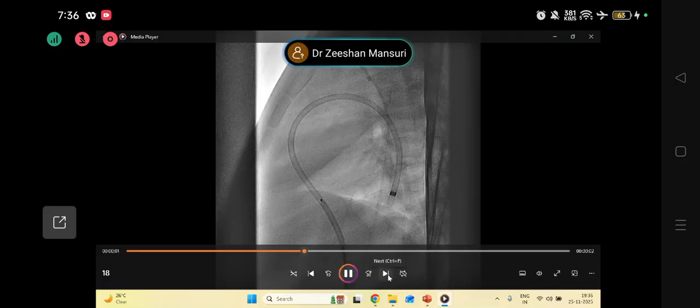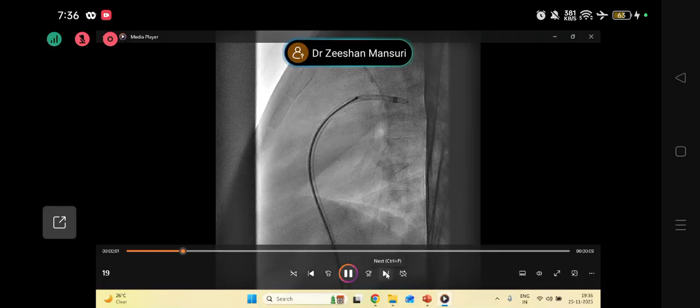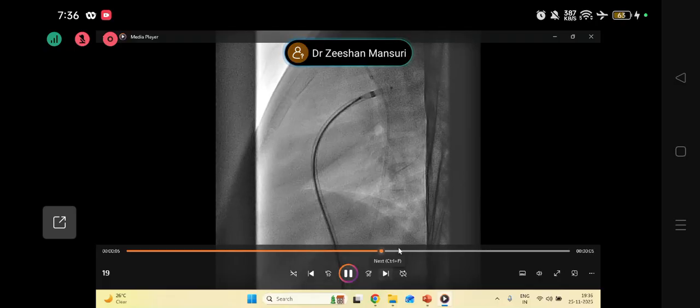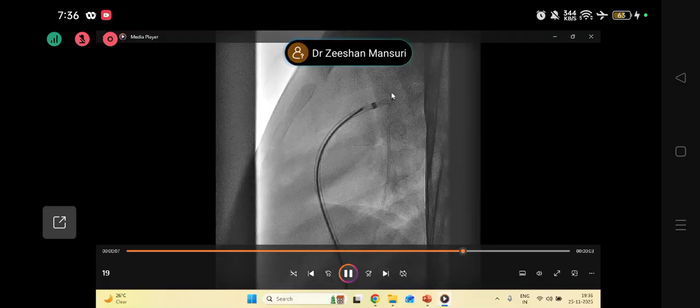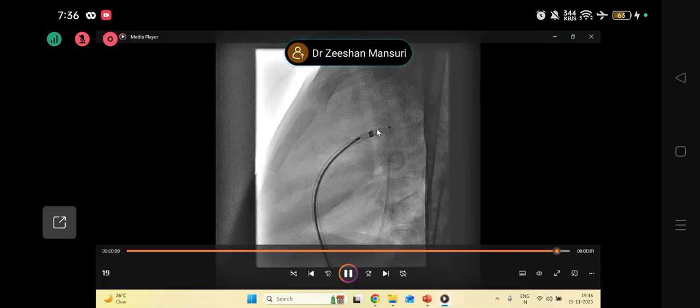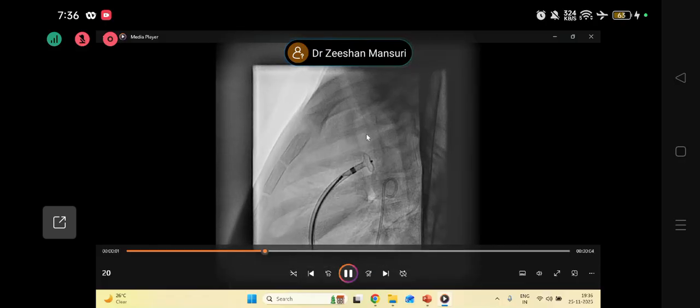The device has to be freely mobile. It has to be documented in the fluoroscopy by pulling and pushing the device and saving the fluoro. Then you open the left side disc. You take the pigtail down because you cannot keep that entangled.